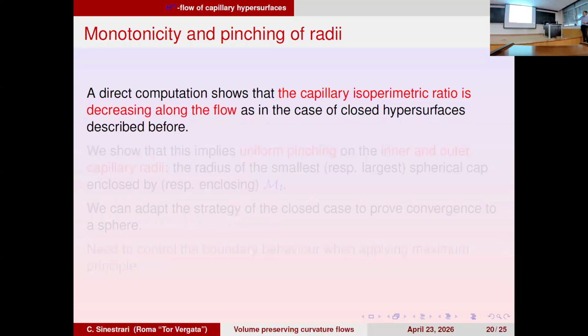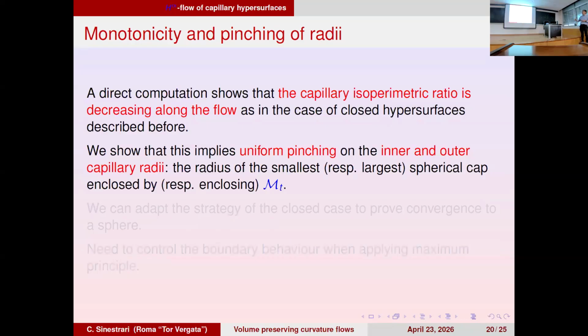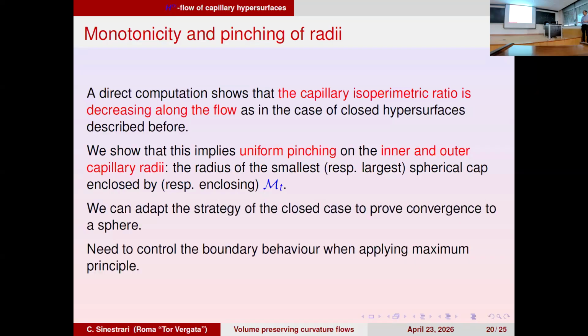And so the basic idea is that we can adapt the technique I described before. The capillary isoperimetric ratio is decreasing, so the wetting area is decreasing. Then one can make a capillary analog of the radii pinching. So we consider the radius not of the enclosed sphere, but of the enclosed spherical cap. And again, the bound of the isoperimetric ratio implies uniform pinching of the capillary radii.